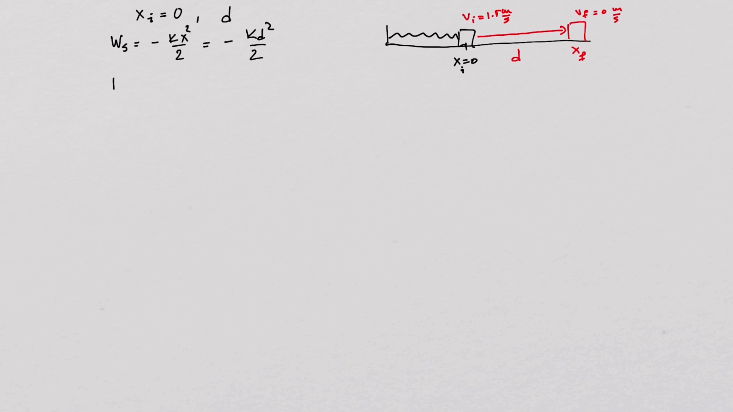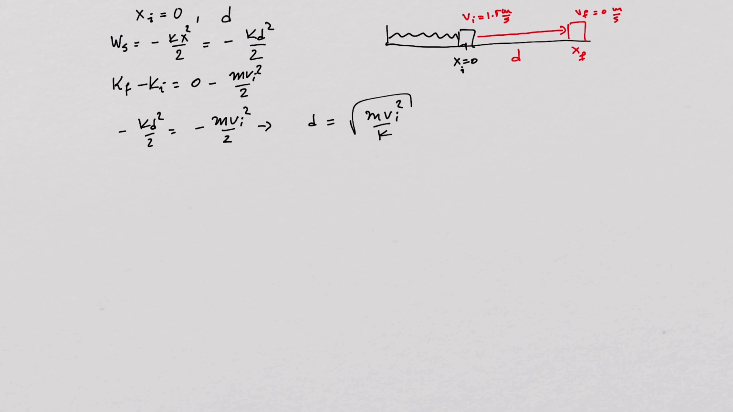So then the kinetic energy final minus kinetic energy initial will be simply 0 minus m v initial squared divided by 2. And so the work done by the spring force will be equal to the change of this kinetic energy, because there are no other forces acting on the glider. So minus k d squared divided by 2 will be equal to minus m v initial squared divided by 2. From here we have the distance will be equal to the square root of m v initial squared divided by k.